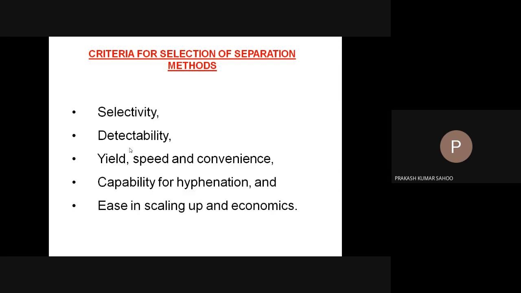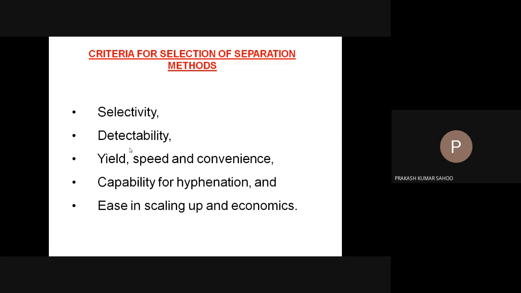At every step or every level of the experiment, you have to be very careful and sincere, such that you will get the same result repeatedly. That is your reproducibility. Then the last one, the fourth one: yield, speed, and convenience.